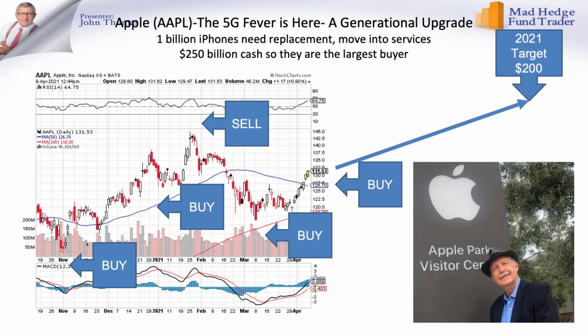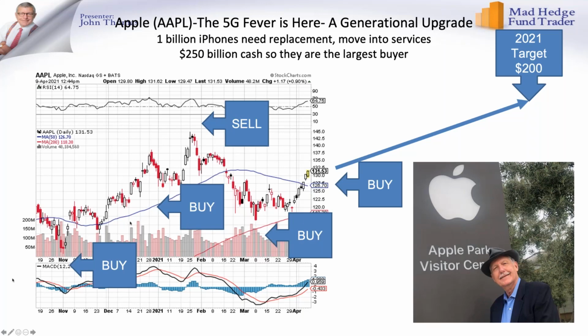Apple, another favorite. There's a major generational upgrade going on in Apple. 1 billion phones need replacement so they can use 5G. And of course, Apple has 250 billion in cash. So they're the largest buyer of their own stock in addition to Warren Buffett. So keep buying Apple on the dips. We bought back here, here, got out in February, and then got back in March.